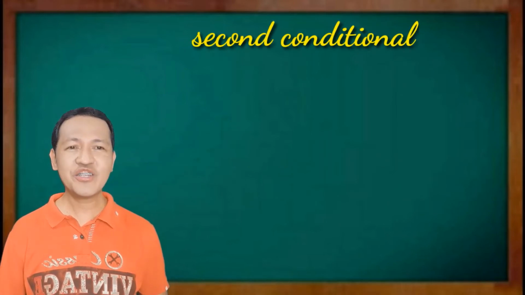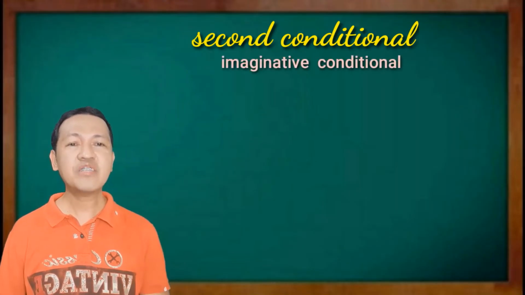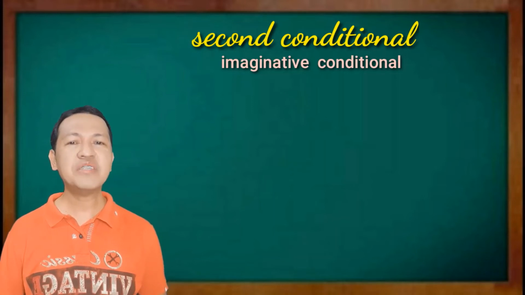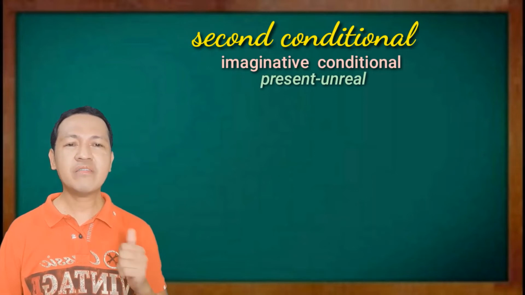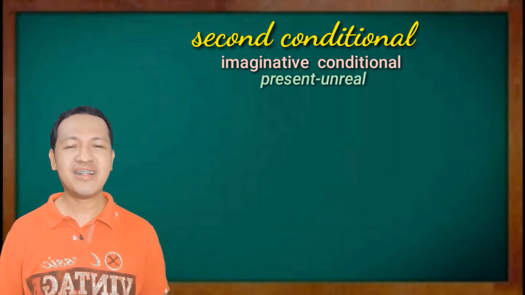Now we have the second conditional, which is also called imaginative conditional. In second conditional, we are imagining a present situation that is impossible or unlikely to happen. We're imagining that the present situation is different. That's the reason this type is also called present unreal conditional.